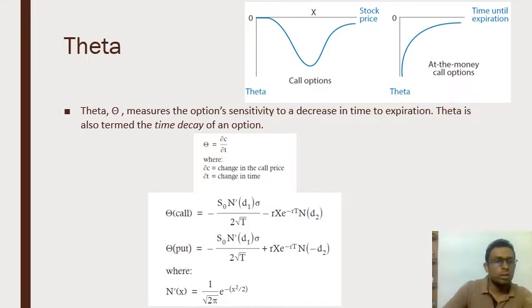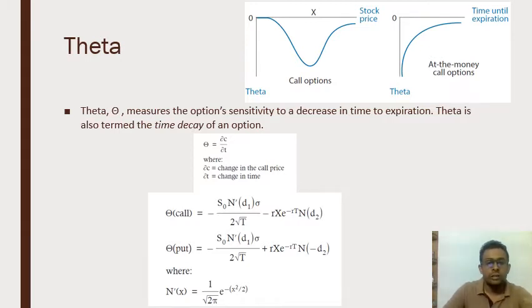Theta is denoted by change in call price, delta C, divided by delta T. The call option theta is given by the formula: minus S0 into N dash d1, which is given by 1 by root of 2 pi into e raised to minus d1 square by 2, minus r, the risk-free rate, into the strike price into e raised to minus rt, where the risk-free rate into time is given in number of years, into N of d2.